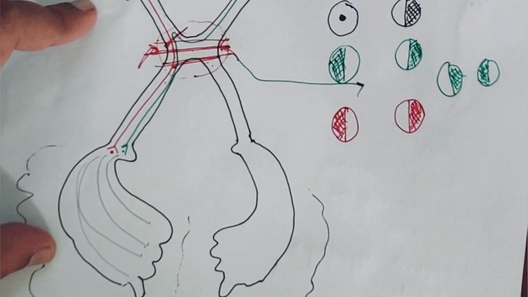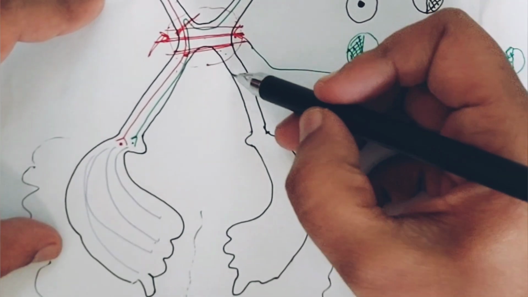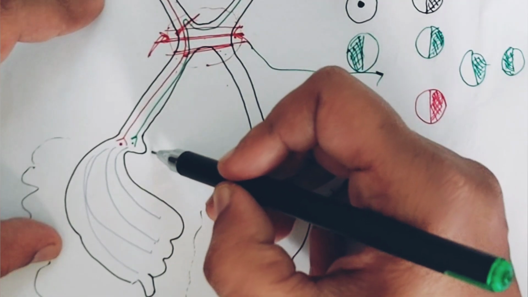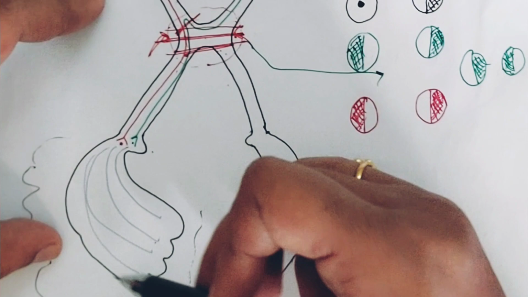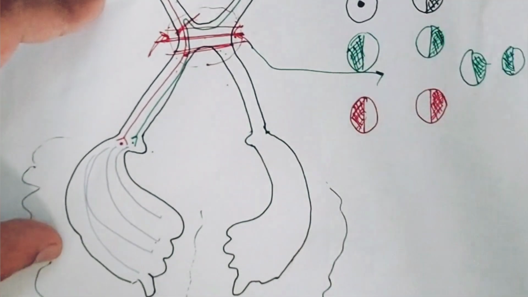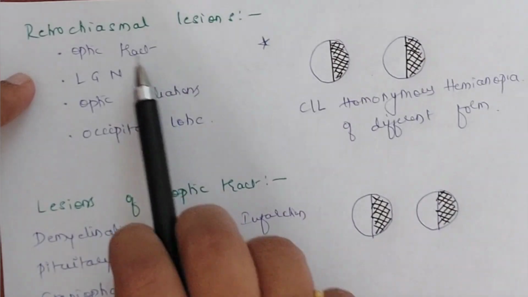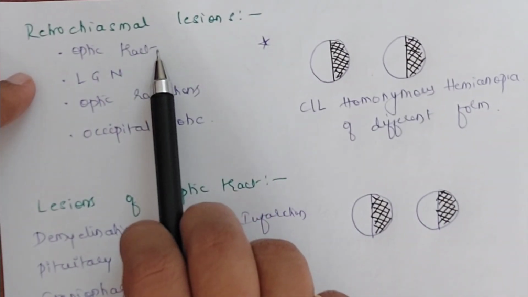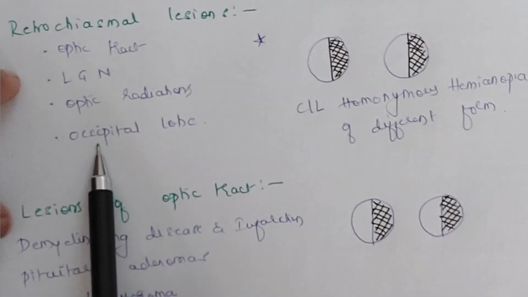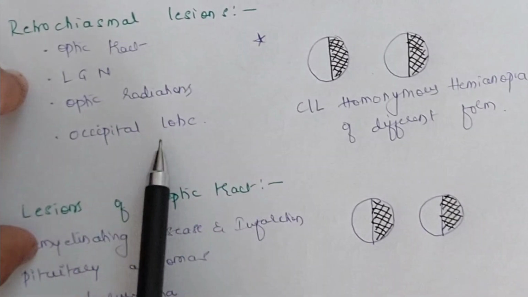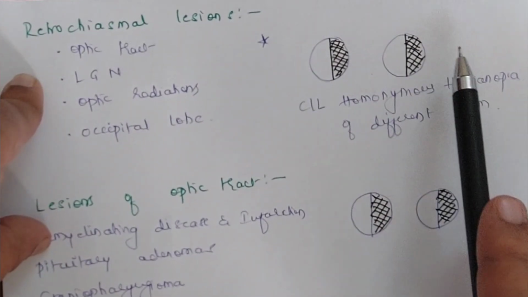Now moving on to the retrochiasmal lesions. Retrochiasma, that is anything behind the chiasma, that is involving the optic tract or the lateral geniculate body or the optic radiations or the occipital lesion. So anything which involves beyond the chiasma has one thing in common, that is they will always have contralateral homonymous hemianopia. So in the retrochiasmal lesions, that is involvement of either optic tract, lateral geniculate nucleus, optic radiations or the occipital lobe, the common thing is there is contralateral homonymous hemianopic defect.